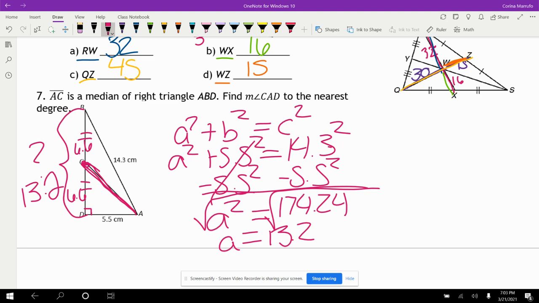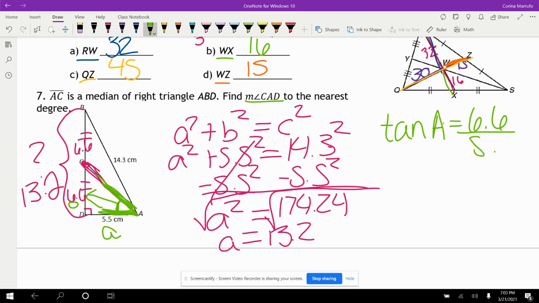Okay. Now let's see. They want us to find the measure of angle CAD. So from C to A to D, we're looking for this angle right here. So we're going to have to use one of the other things that we learned in the past. Our prior knowledge is that this side is opposite this angle and this is my adjacent. So to figure out the angle when we know two sides, we use opposite and adjacent, which is the tangent function. We don't know what angle A is, but we do know that our opposite side is 6.6 and our adjacent side is 5.5. So opposite over adjacent. We're using our SOHCAHTOA.